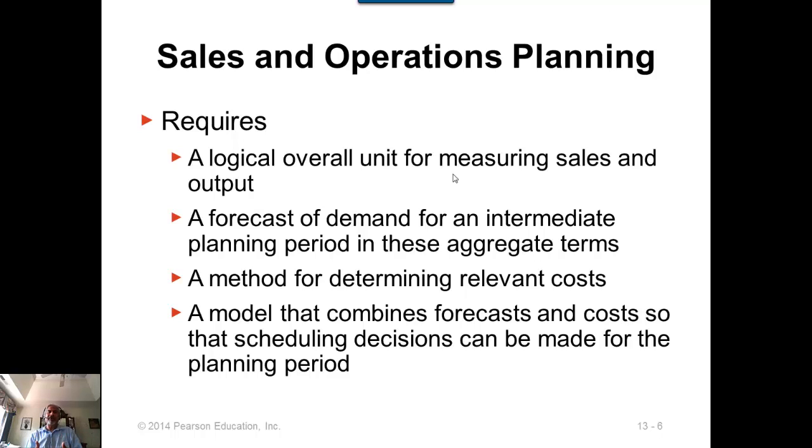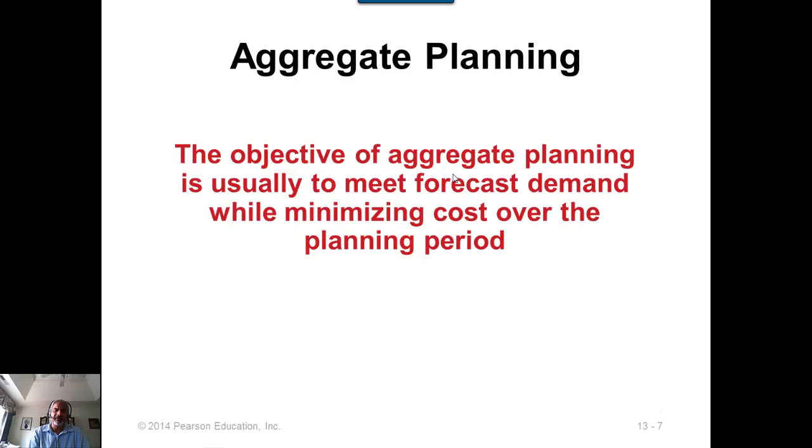So we need to have a method of determining the cost of the alternative plans. So we have to have a plan about how to determine the cost of each of these different plans. So we have to combine all of this forecast and the resources available and the cost, and then you come up with a plan for meeting the forecasted demand.